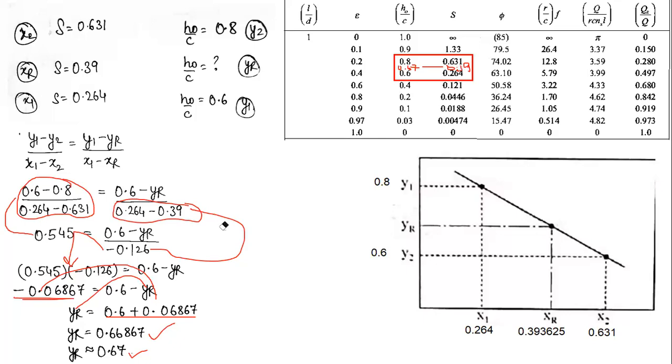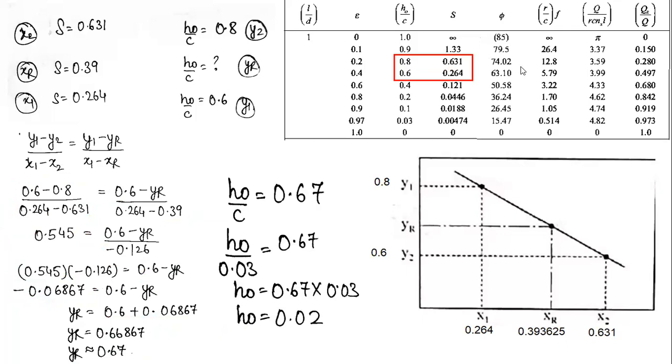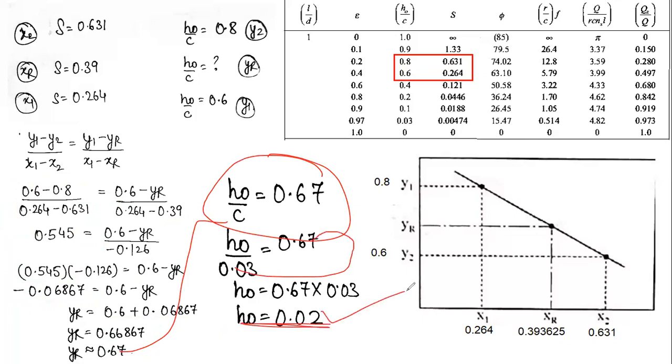I've still not received h0. My target was not finding h0 by c. My target was to find h0. So h0 by c, I found out to be 0.67 here. c is known, which is 0.03. It will go and multiply here. h0 is 0.02. This is my second answer that I found.